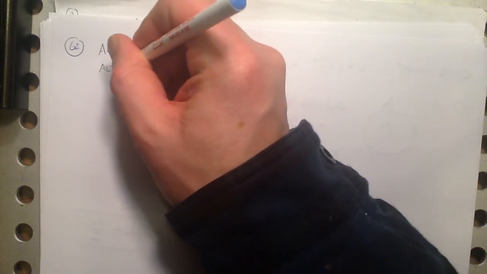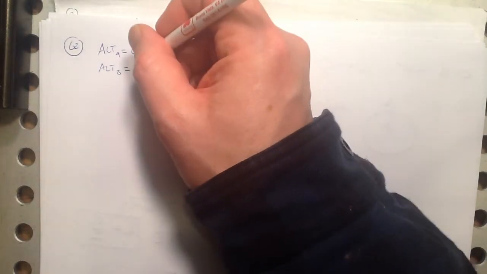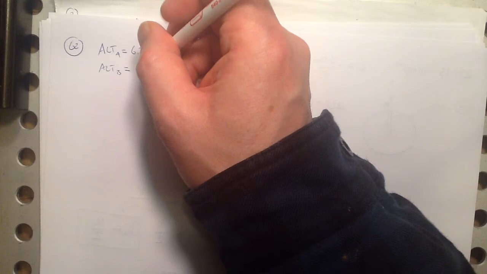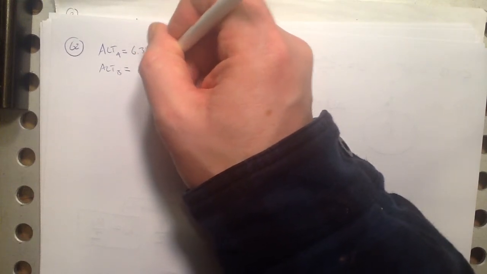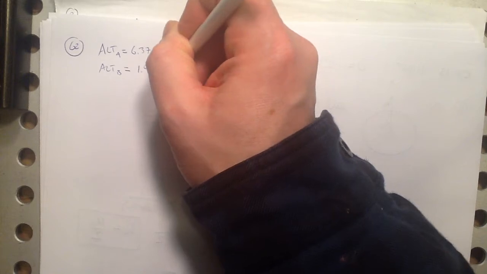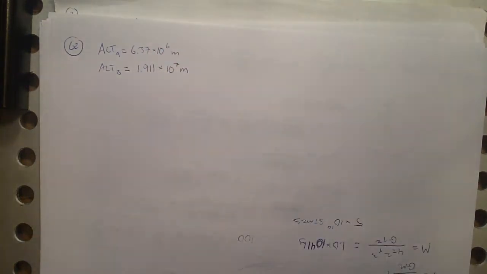And the satellite B is going to orbit at an altitude. This is not the radius, this is the altitude, right? So we have to add in the radius of the Earth. Of 1.911 times 10 to the 7th meters, when I change that to meters and put it in scientific notation.